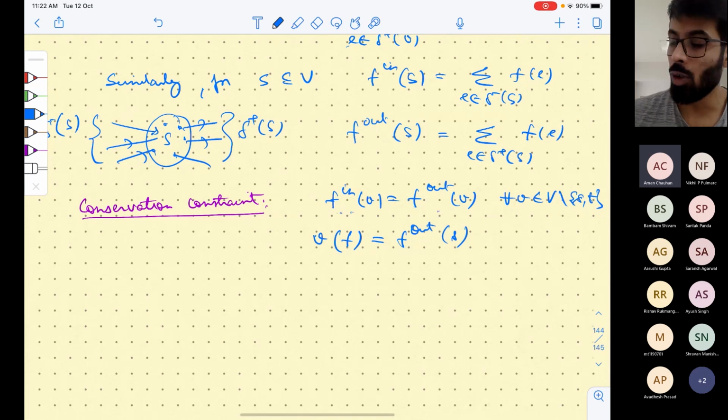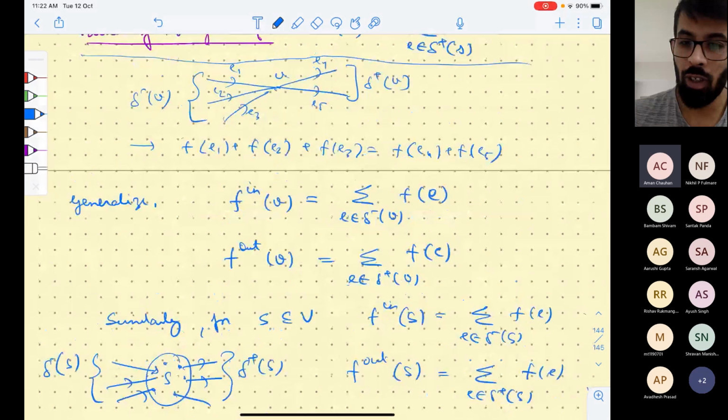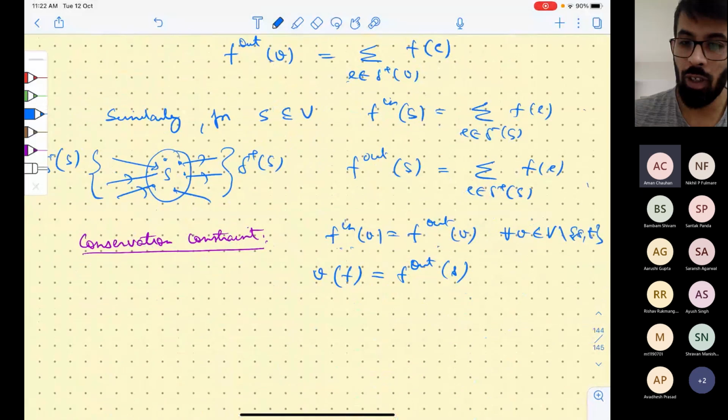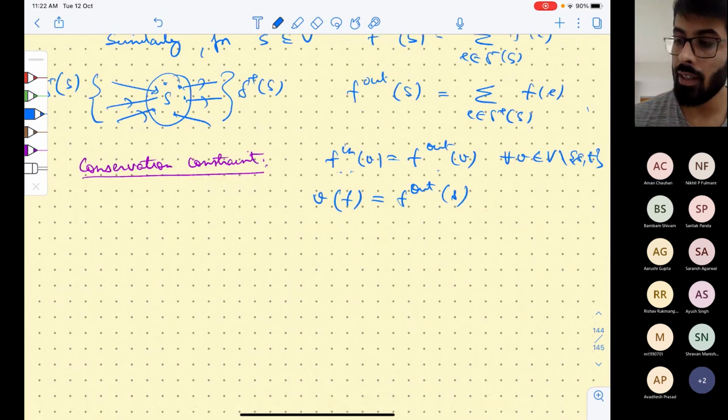That you want to say f in of V is equal to f out of V. You just got rid of the summation here, which got absorbed in the definition here. There is nothing different going on here. Okay, good. So this is what a flow is, and so we have defined what a flow is. It has two constraints and a value. And now we can define the problem: maximum flow.